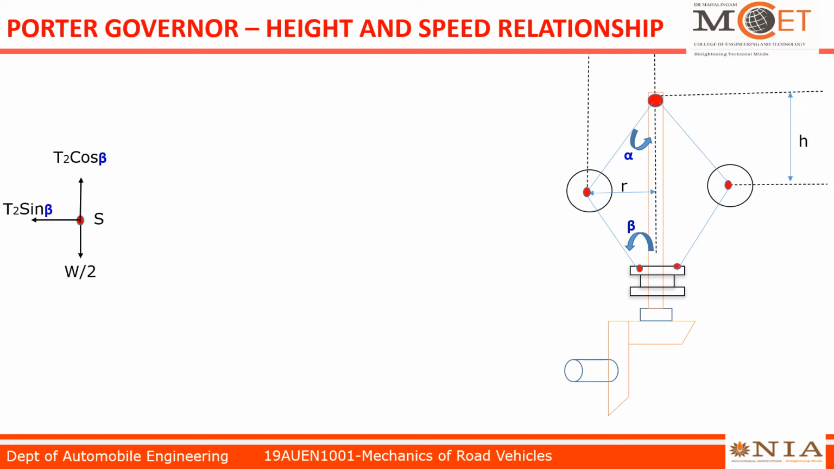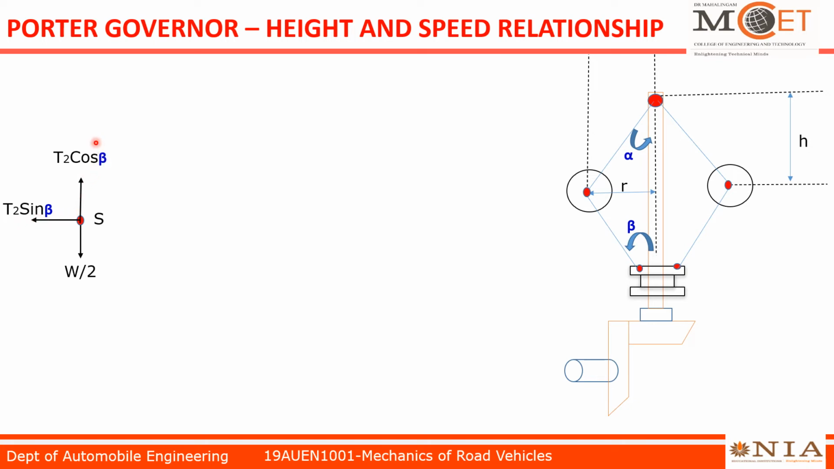As discussed in our first force analysis, if you want to analyze any system, any member, we have to first consider the two force member. Since there is no two force member in the system, then we have to go for three force member. The point S becomes a three force member. Here it gets three forces, that is two vertical forces T2 cos beta and capital W by 2, and one horizontal force which is in left hand direction, T2 sin beta.